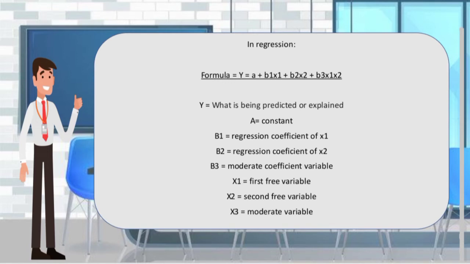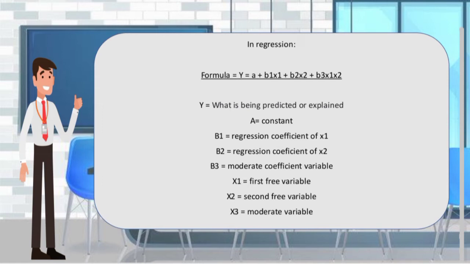In regression, the formula is y equals a plus b sub 1 x sub 1 plus b sub 2 x sub 2 plus b sub 3 x sub 1 x sub 2. Now you might be thinking, what do the letters stand for? So y is what is being predicted or explained. A is for the constant.